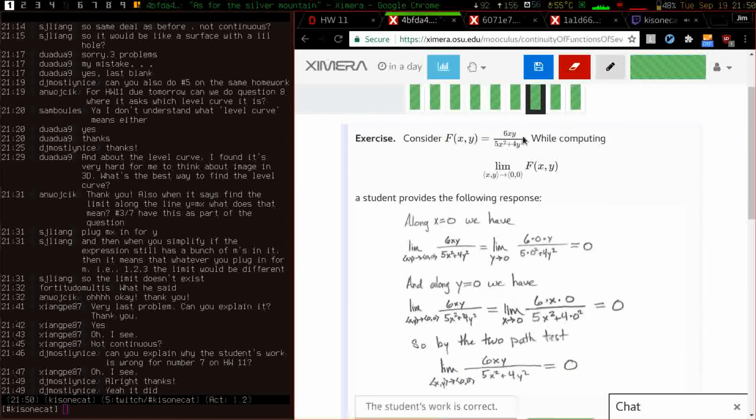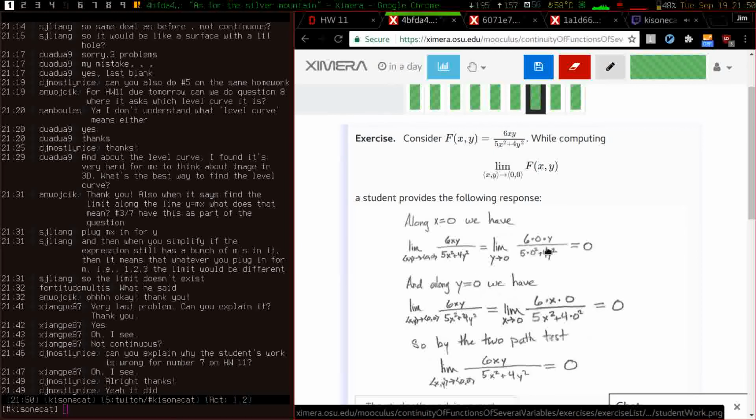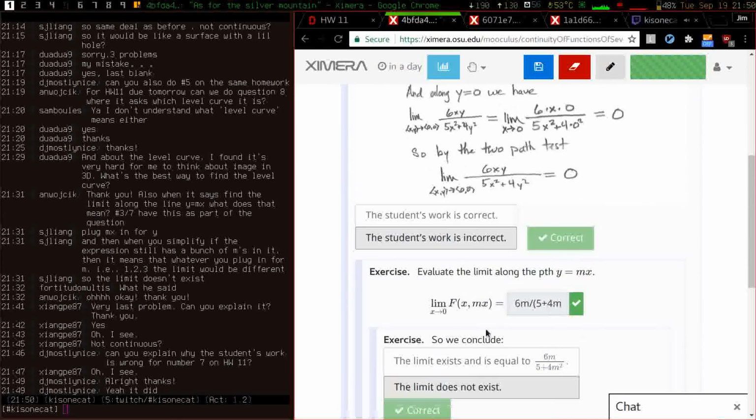And this is a nice example because it shows you that just checking the axes definitely isn't enough. And then with more work, you could cook up some examples where just checking along lines won't even be enough. You might have to check more complicated paths than just lines to the origin. Those are fun too.